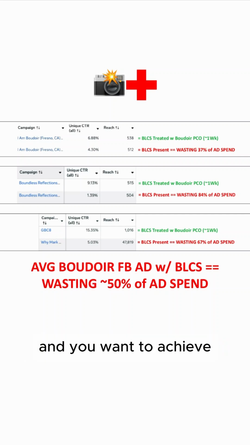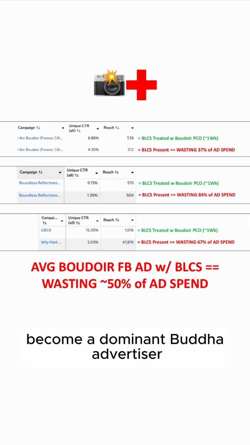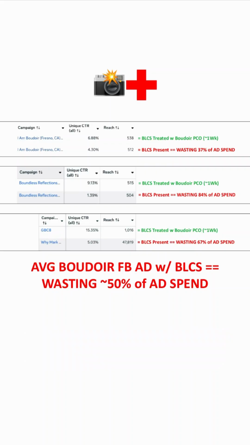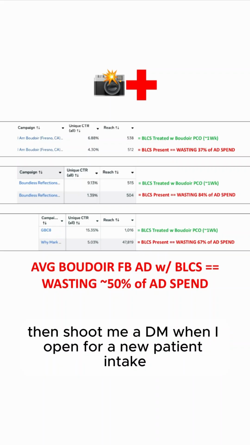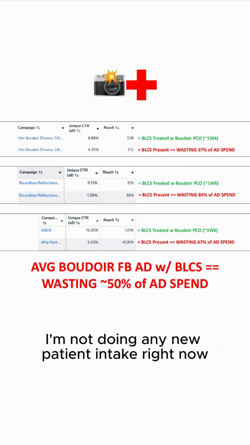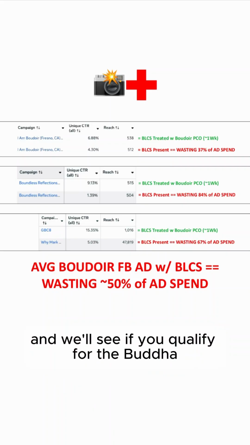And you want to achieve pre-click alignment in your Boudoir Facebook ads, become a dominant Boudoir advertiser, and achieve Boudoir brand entry boost, because you need that on your path to become the number one Boudoir photographer in your city. Then shoot me a DM when I open for new patient intake. My DMs are closed right now. Yeah, not doing any new patient intake right now, but when I do open it, shoot me a DM and we'll see if you qualify for the Boudoir Pico treatment.